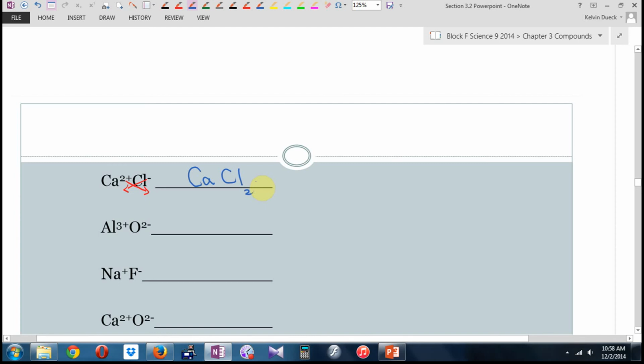What if I want to write aluminum oxide? I would write aluminum 3 plus. I would write oxide 2 minus. I would then crisscross. It's going to be Al2O3. Is that okay? If I want to combine sodium and fluoride, I would go Na plus F negative. When I crisscross, how many of each will there be here? One each. Will I write the ones? Nope. NaF.